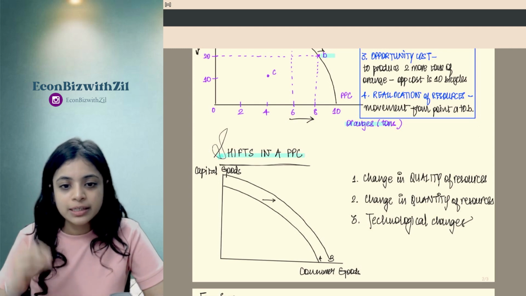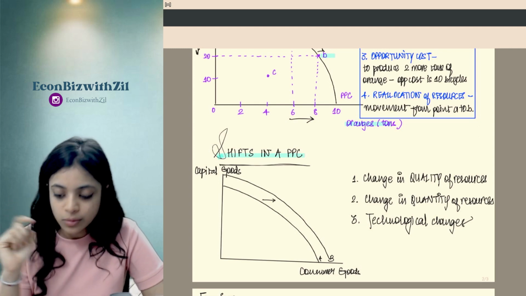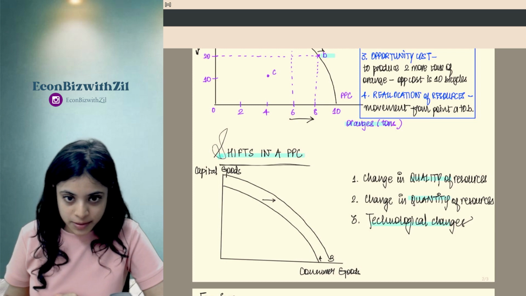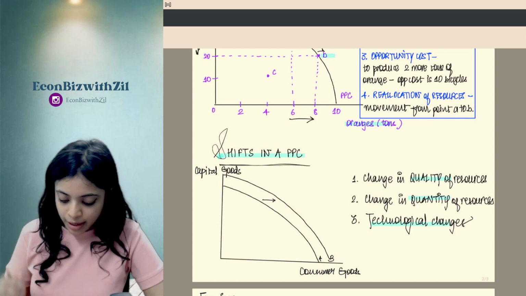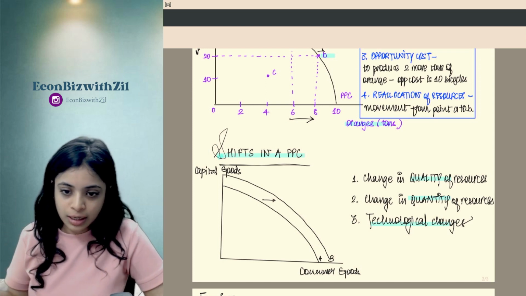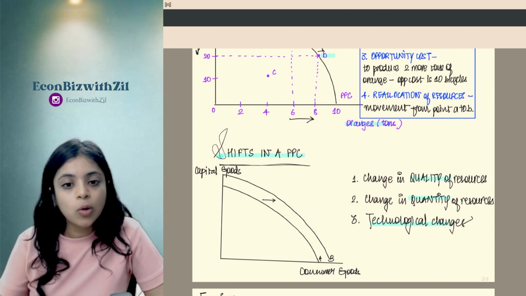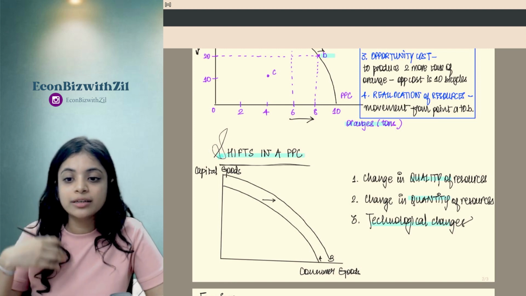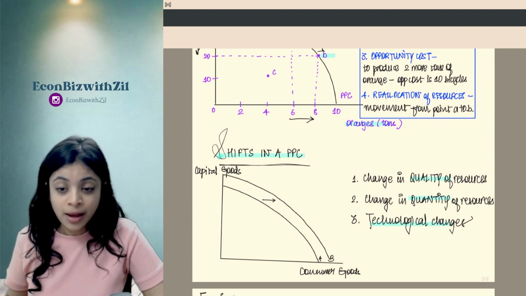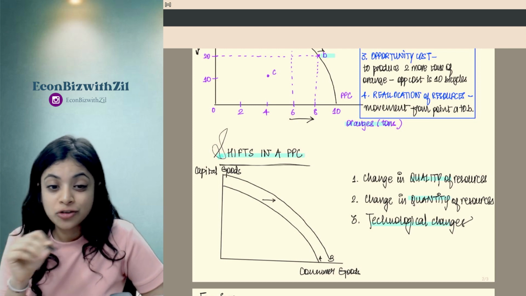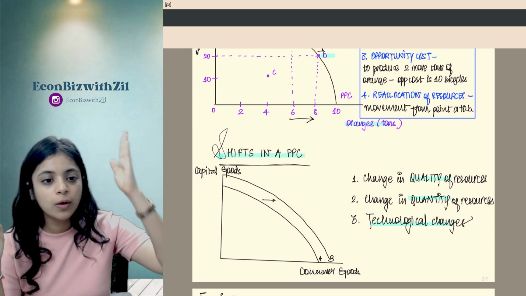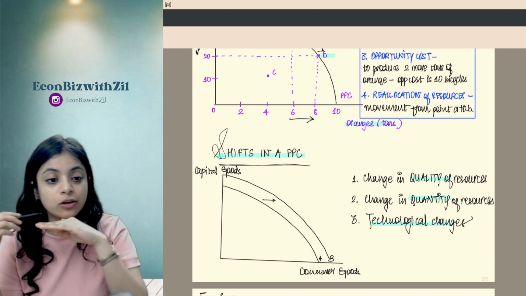Shifts in a PPC happen because of three reasons: change in quality of resources, change in quantity of resources, and technological changes. If I want the PPC curve to shift from A to B, to increase it, I need to increase the quantity of resources, and or the quality of resources, and or I need more favorable technological changes. One more thing to understand: whenever I draw the graph, I will always have one category of goods on the vertical axis and one category of goods on the horizontal axis.